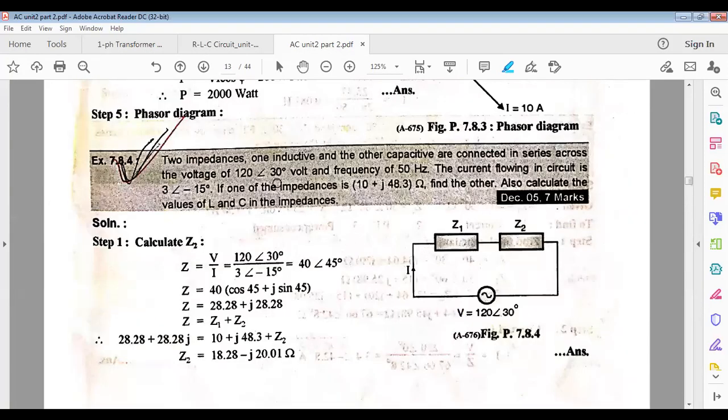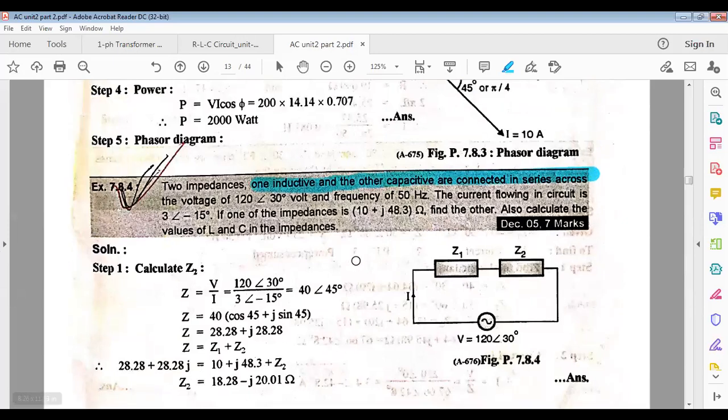Let's take one last sum. See, two impedances, one inductive and the other capacitive, are connected in series across a voltage of this and frequency of this. Current flowing in the circuit is this. If one of the impedances is this, find the other. Also calculate the values of R and L.